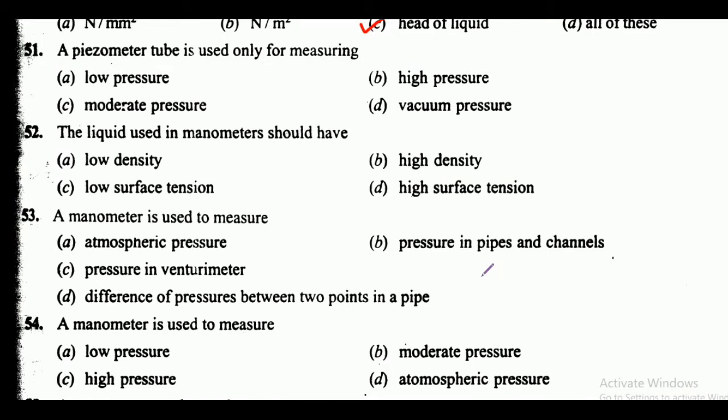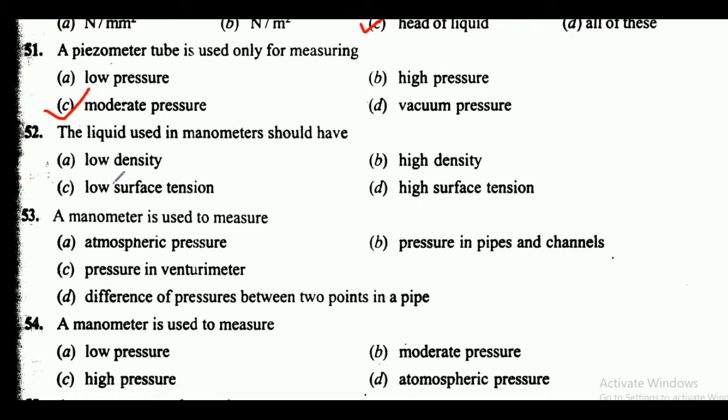Friends, this is question number 51. A piezometer tube is used only for measuring. Here friends, options are low pressure, high pressure, moderate pressure, vacuum pressure. So here friends, correct answer is option C, that is moderate pressure.